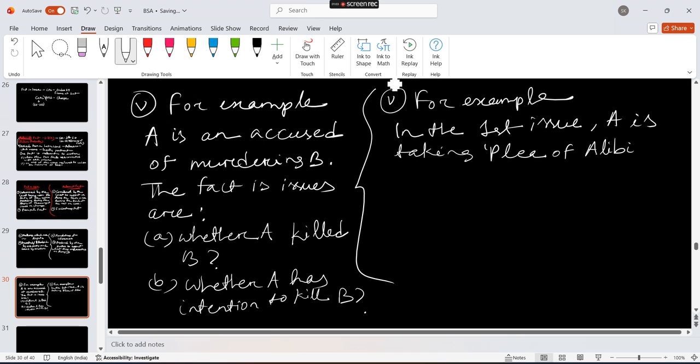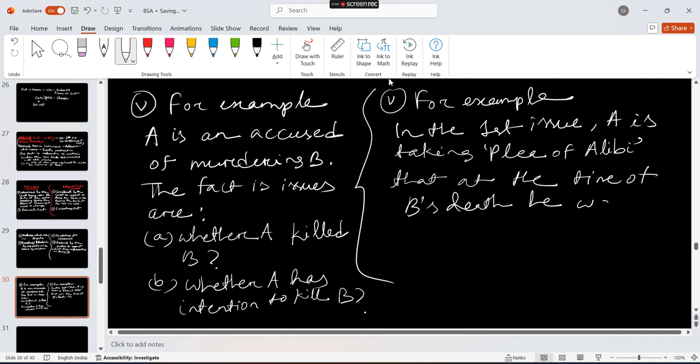Plea of alibi means elsewhere. Okay. So, when the parties plead that they were not at the crime scene or they were at a distant place, that is called plea of alibi. We will discuss it in the further provisions in a very detailed manner. So, right now only know what plea of alibi is. So, alibi means you are at a distant place at the time of the death.